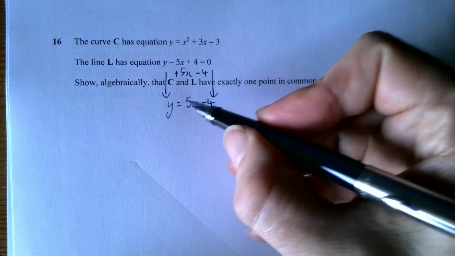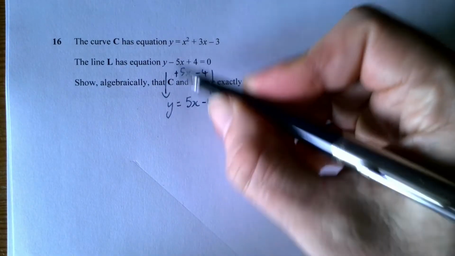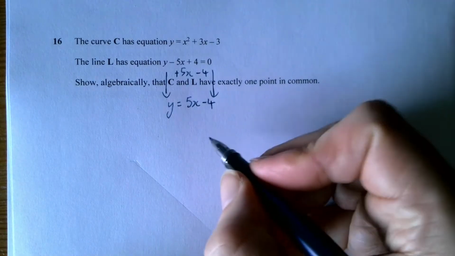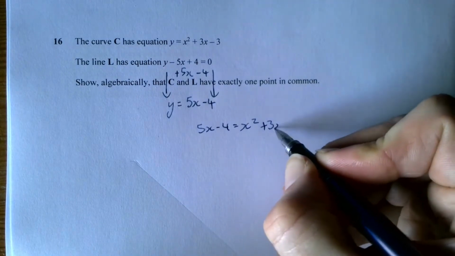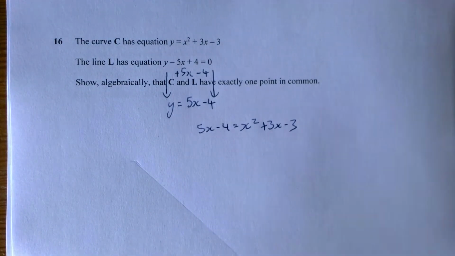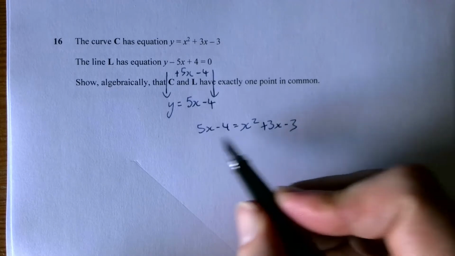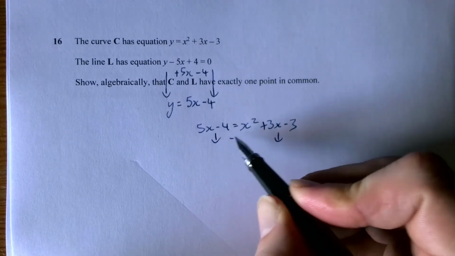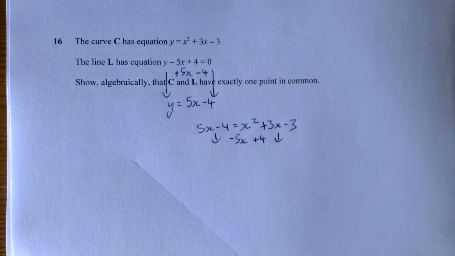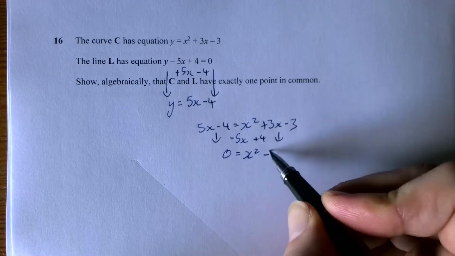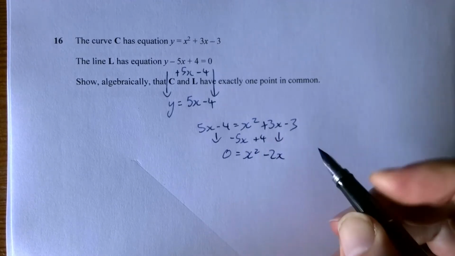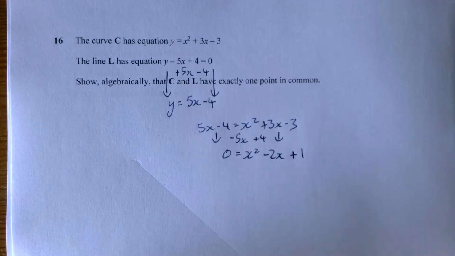Now that I've got that, I can replace the y there with 5x minus 4 and say that 5x take 4 is equal to x squared plus 3x take 3. And now I've got a quadratic equation to solve. And weirdly, we're going to find out that we've just got one point that can work, hopefully. So we're going to take 5x from both sides and add 4, because for a quadratic you've got to make it equal 0. So x squared, 3 take 5 is negative 2x, negative 3 add 4 is plus 1.